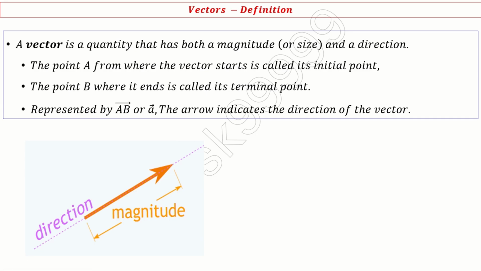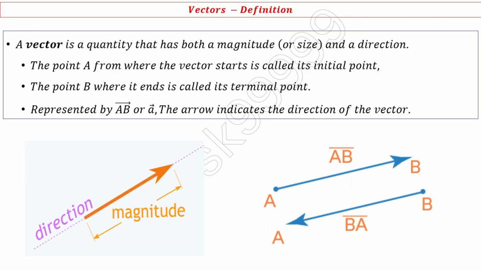So a vector has an initial point and a terminal point, represented by AB arrow or small a arrow. If you are representing using two positions, that is AB arrow. If you are representing using a single letter, then it's a arrow. The arrow indicates the direction of the vector. That means if you say AB arrow, then the vector is from A to B.